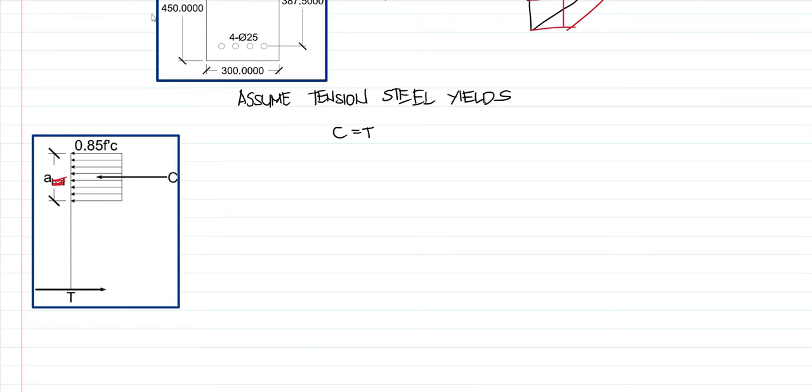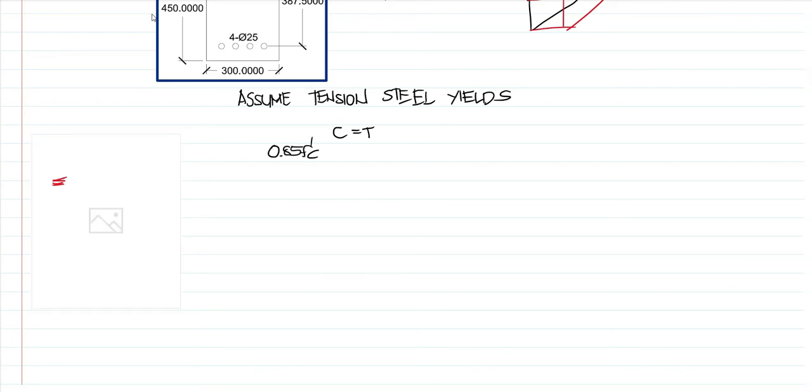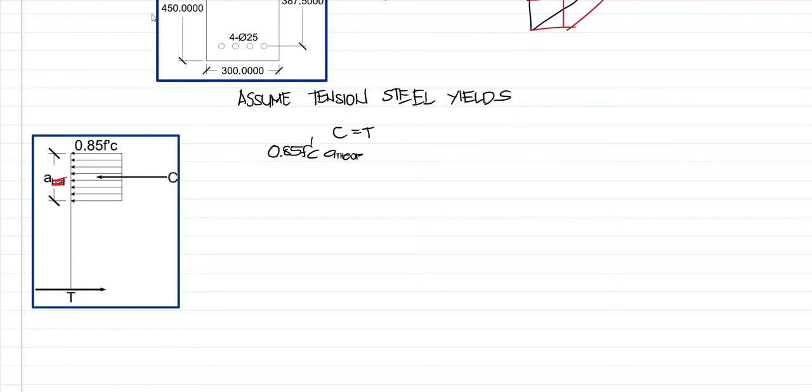Yung C natin is 0.85 of our F'c. So, ang ilalabas sa atin dito is a theoretical times b is equal to As Fy. So, syempre, since ang assumption natin is the steels are yielding, so we will use the value Fy since the steel yields. So, kunin muna natin si As. So, ang As natin dyan is equal to 4 times pi over 4 times 25 squared. So, 4 na 25 mm.